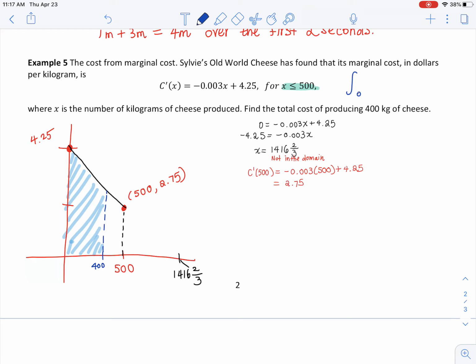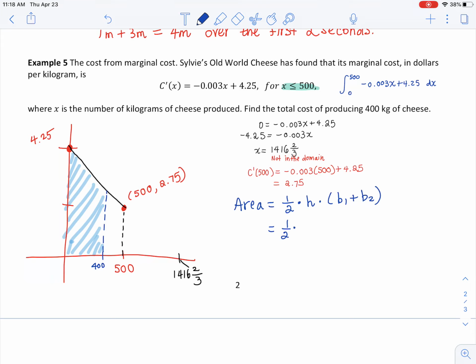I spent a good amount of time graphing because this section is all about using geometry and the graph to evaluate these definite integrals. So if I rewrite this as a definite integral, that's going to be from 0 to 500 of this function dx. And later I'll evaluate this on my handy dandy calculator just to check the answer, but I want to do this graphically.